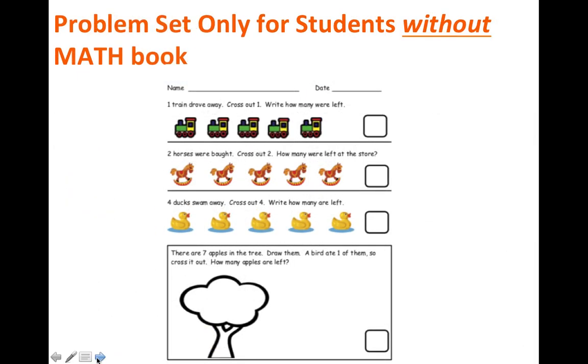So this problem set is for the students who do not have the math book. Again, I know this problem set has a lot of pictures. You do not have to draw the pictures. You can just represent the picture with a bunch of circles, as long as the number matches. So let's read the first one and let's do the first one together.